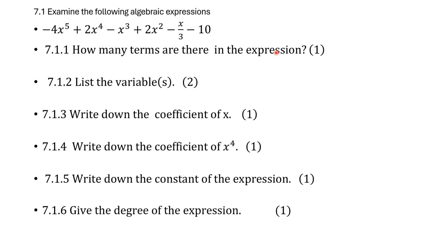7.1.1, how many terms are there in the expression? So as I said in the previous problem, terms are separated by plus or minus signs. 7.1.2, list the variable or variables for 2 marks. 7.1.3, write down the coefficient of x. 7.1.4, write down the coefficient of x to the power 4. 7.1.5, write down the constant of the expression. And 7.1.6, give the degree of the expression for 1 mark.